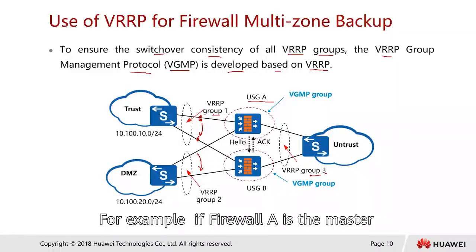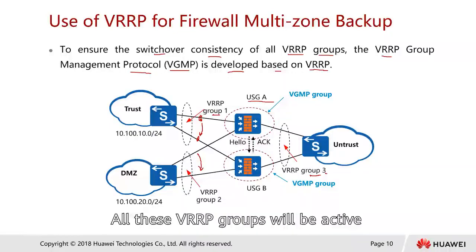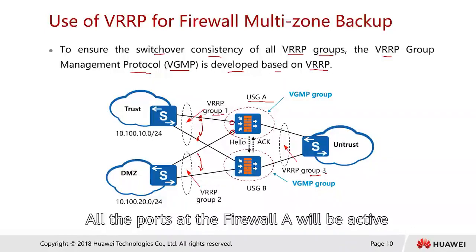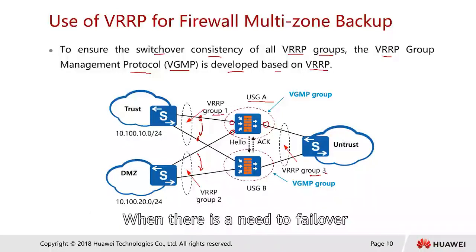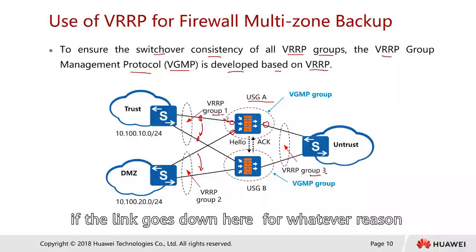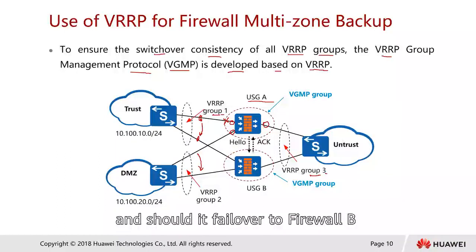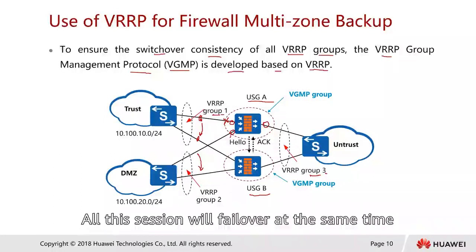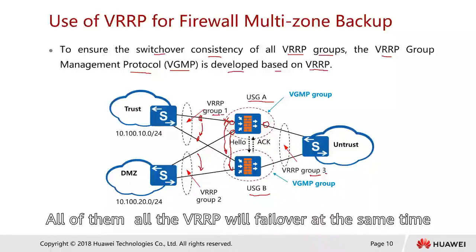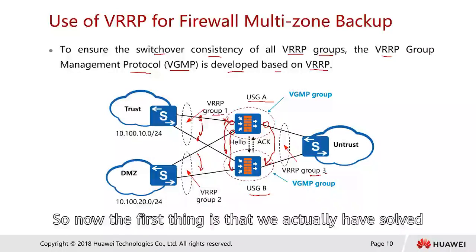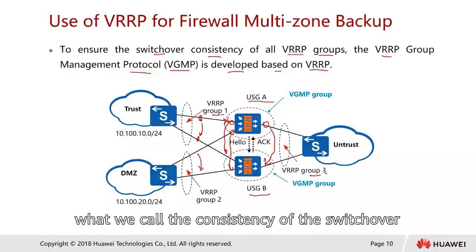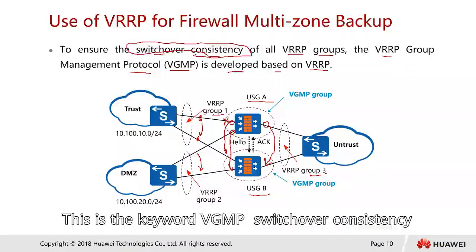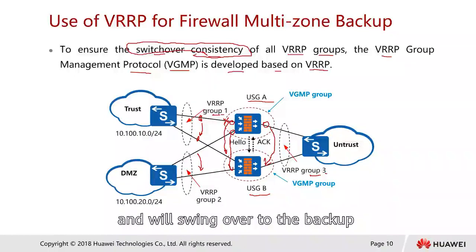So for example, if firewall A is the master, all these VRRP groups will be active. All the ports at firewall A will be active. Now when there is a need to fail over for whatever reason, for example, if the link goes down here, and they need to fail over to firewall B, all these sessions will fail over at the same time, all of them. All the VRRP groups will fail over to here at the same time. So now the first thing is that we solve what we call the consistency of the switchover. This is the keyword for VGMP. Switchover consistency. Anything goes wrong with the master, and they will swing over to the backup.